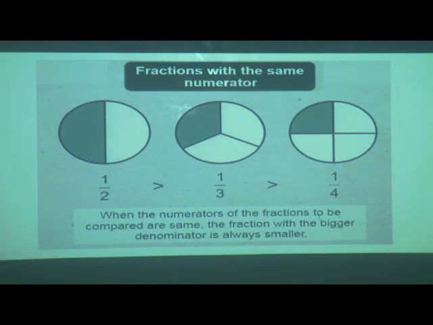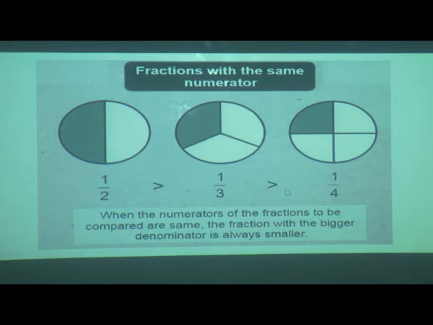So here all the numerators are the same, but the denominators are different. In this, which denominator is bigger? Yes, in 1 upon 4, the 4 is bigger in the denominator. So this fraction will always be smaller. So comparing the fractions here, 1 upon 2 is greater than 1 upon 3, then 1 upon 3 is greater than 1 upon 4.